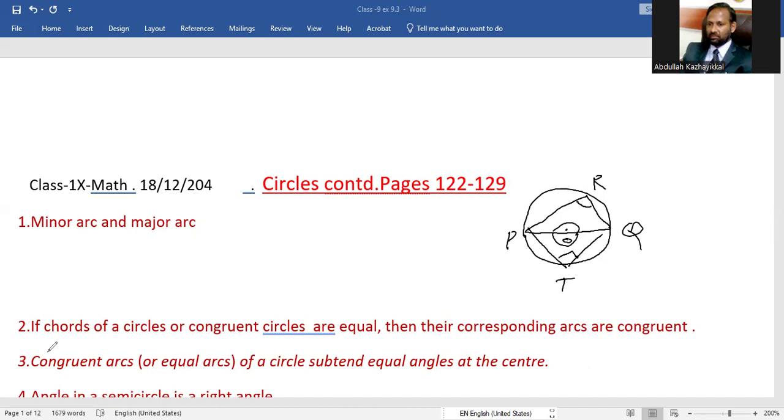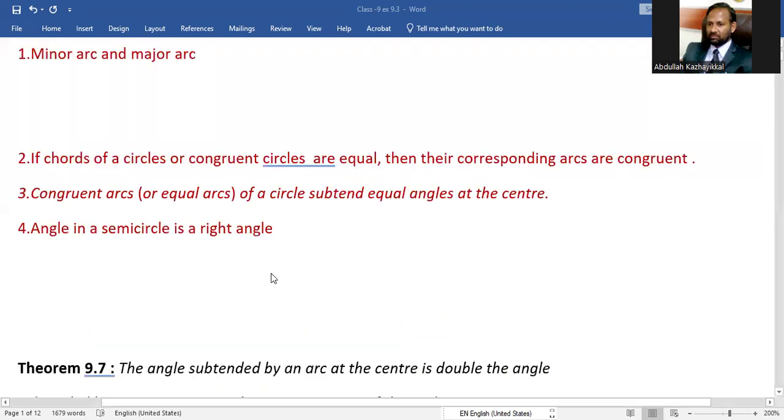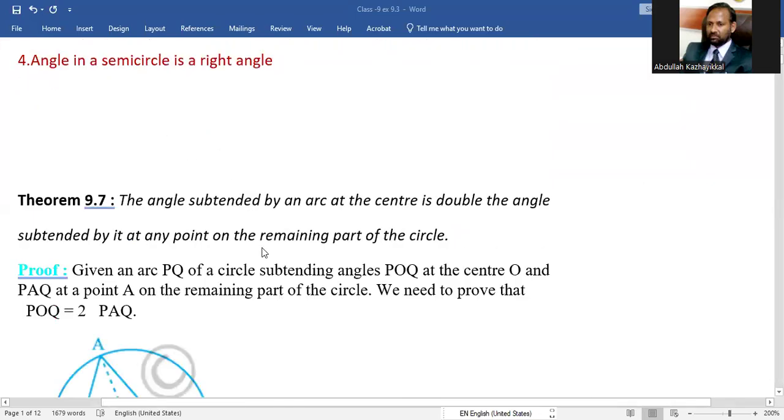Clear or not? Okay, fine. Then come to the main point. These are the revision of what I did. Theorem. There are only two theorems in this module. Theorems 9.7 and 9.8 are Conway's 9.9. Up to 9.6 we studied. It is easy, but this exercise is very interesting, not boring, not a lengthy theorem.